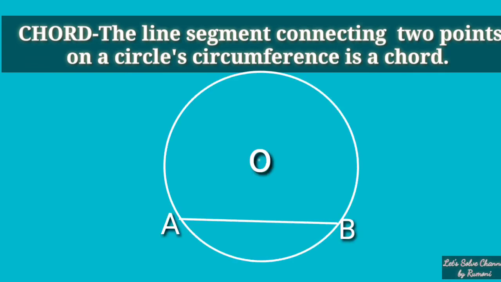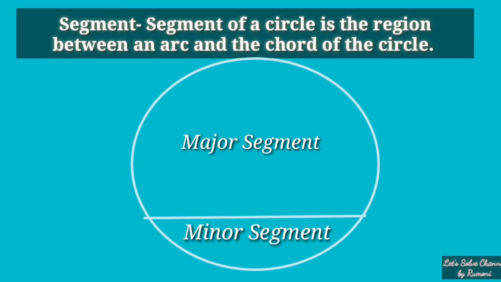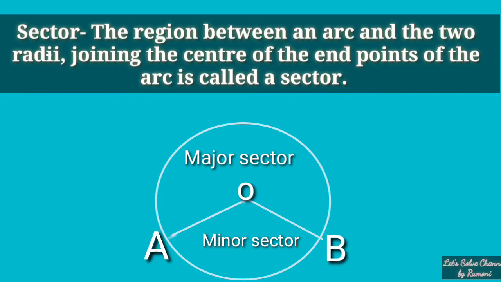The line segment connecting two points on a circle's circumference is a chord. A segment of a circle is the region between an arc and the chord of the circle. This one is the major and minor segment. The region between an arc and the two radii joining the center to the end points of the arc is called a sector. Here, this is the major sector and this one is the minor sector.